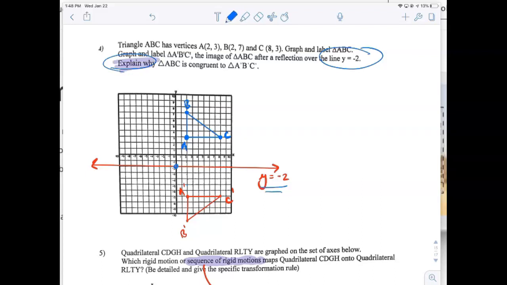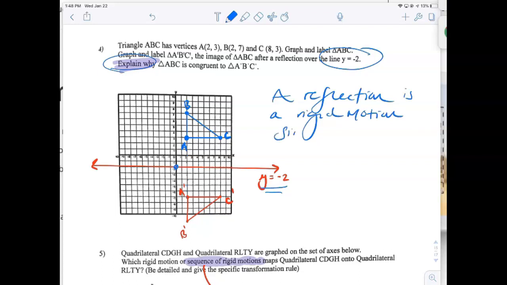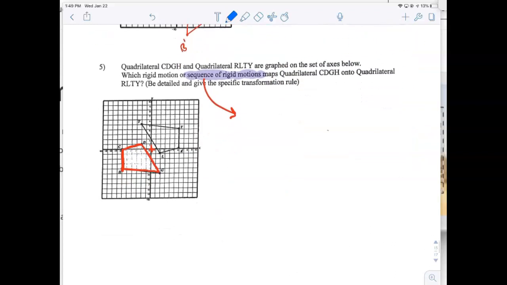Why is this congruent? Here's where you want to mention a reflection is a rigid motion, since size and shape are preserved. And that will definitely show up on the Regents as well as our midterm, most likely. And then a sequence of rigid motions.